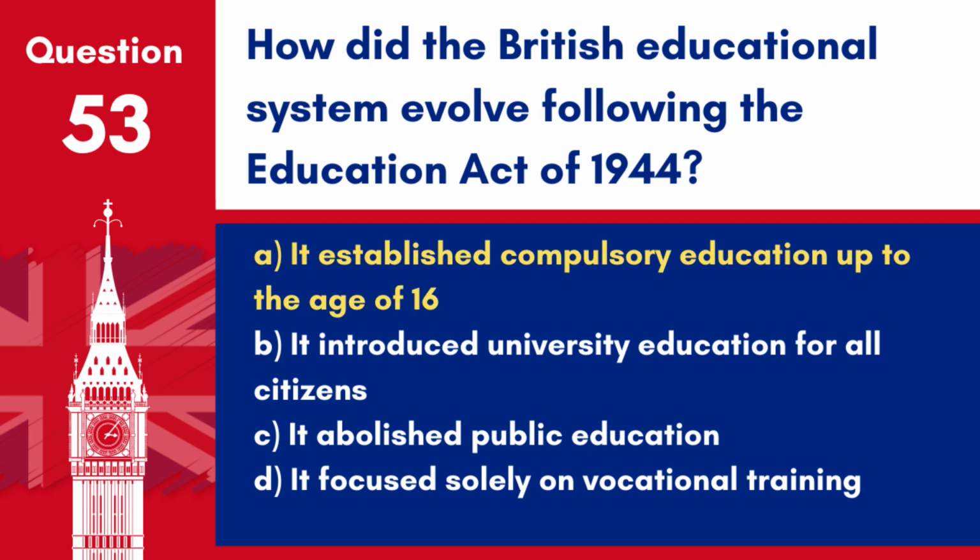Answer A. It established compulsory education up to the age of 16. The Education Act of 1944, also known as the Butler Act, was a landmark in the evolution of the British educational system, establishing free and compulsory secondary education for all children up to the age of 16.